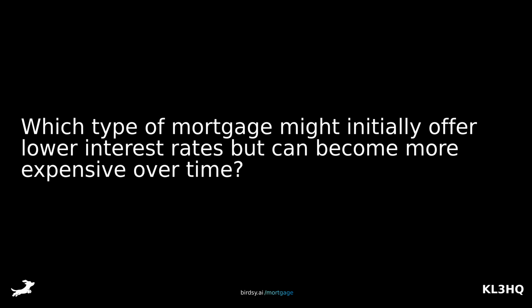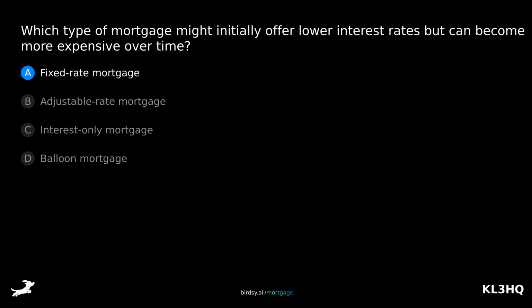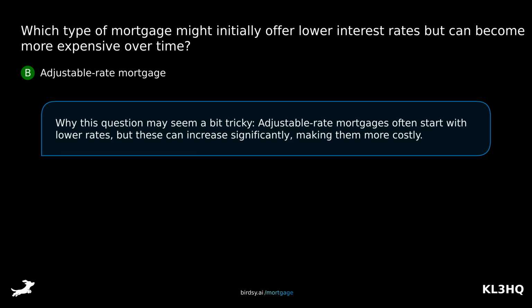Which type of mortgage might initially offer lower interest rates, but can become more expensive over time? Is it A, fixed-rate mortgage, B, adjustable-rate mortgage, C, interest-only mortgage, or D, balloon mortgage? The answer is B, adjustable-rate mortgage. Why this question may seem a bit tricky. Adjustable-rate mortgages often start with lower rates, but these can increase significantly, making them more costly.